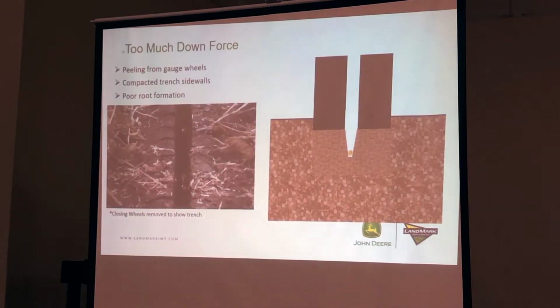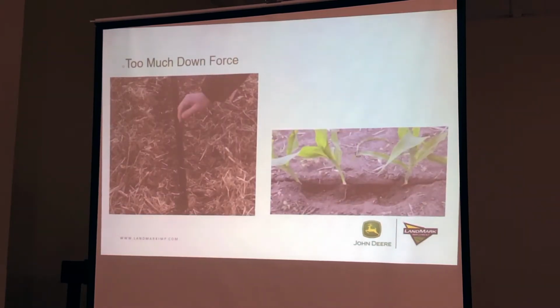Running too much downforce, you're going to see in this photo, you're going to have the gauge wheels putting too much pressure on the soil, causing that peeling effect, and the trench sidewalls will be very compacted. And because of that, you're going to have poor root growth outside of that trench.